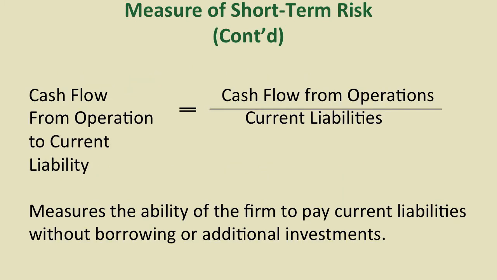The third ratio we're going to talk about here is cash flow from operations to current liabilities ratio. It equals cash flow from operations divided by current liabilities. Cash flow from operations, this measure, can be found in the statement of cash flows. So this ratio is measuring the ability of the firm to pay current liabilities using the operating cash flow generated from their internal operations without borrowing, without additional investment.